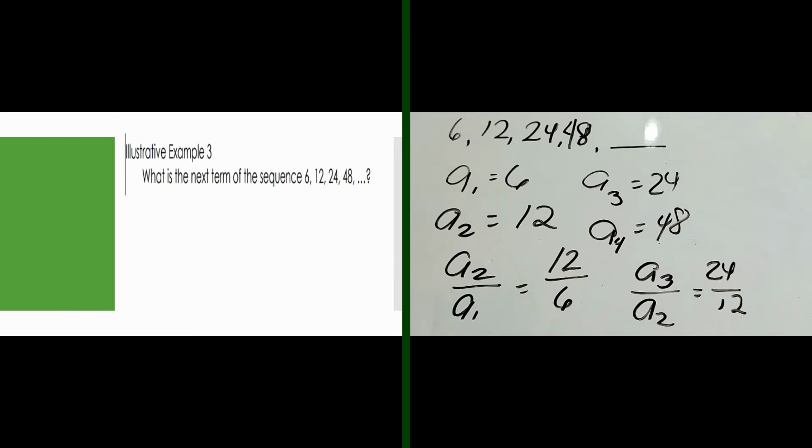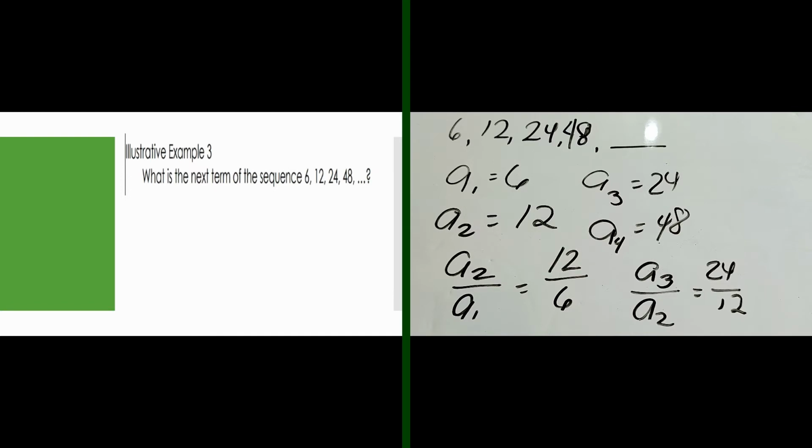Let's take a look if we have the same answer if we get a sub 3 divided by a sub 2. So in here, it is just 12 divided by 6, which is equivalent to 2. And then 24 divided by 12 is equivalent to 2. So meaning to say this one is the pattern. So what will be the pattern? We're just going to multiply it by 2.